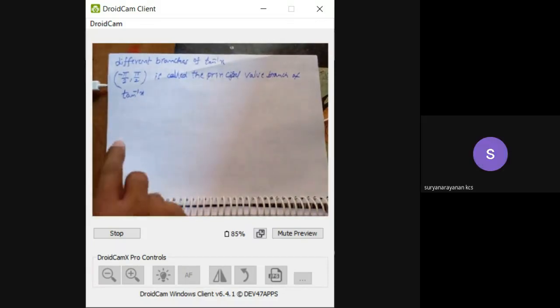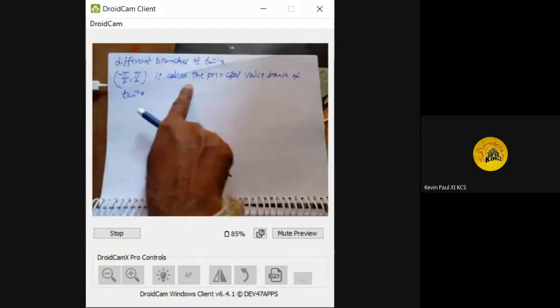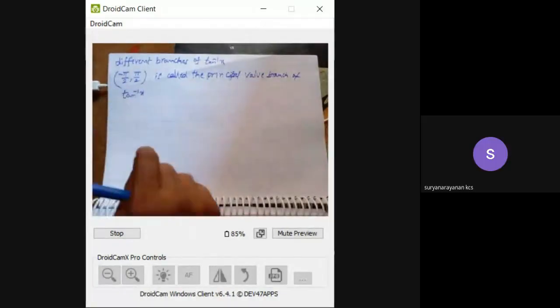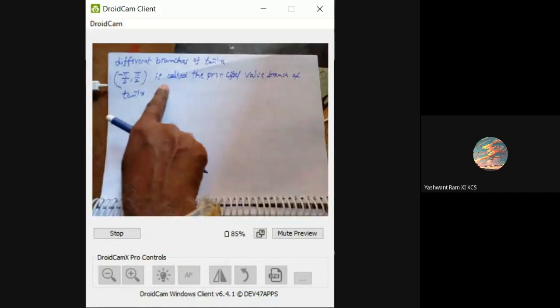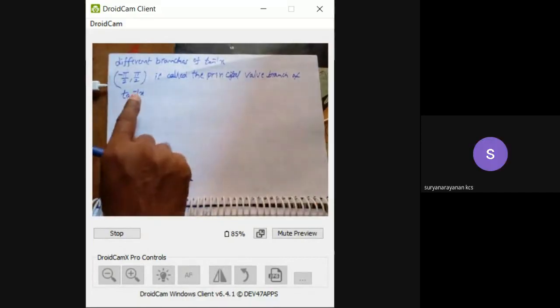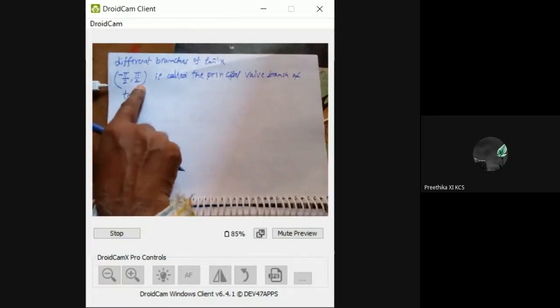Kevin Paul. Open interval minus pi by 2, comma pi by 2 is called the principal value branch of tan inverse x. Very good. Yashwant Ram. Open interval minus pi by 2, comma pi by 2 is called the principal value branch of tan inverse of x. And last, my dear Preetika. Yes, sir. Open interval minus pi by 2, comma pi by 2 is called the principal value branch of tan inverse x.